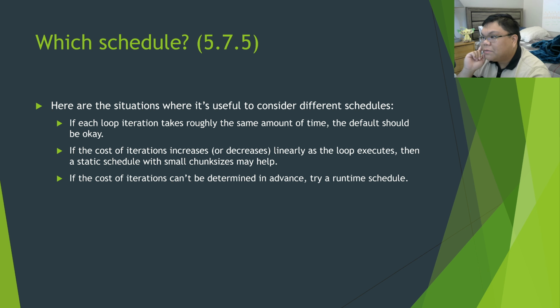Here are the scenarios where it's useful to consider different schedules. If each loop iteration takes about the same amount of time, the default is fine. If the cost of iterations increases or decreases linearly as the loop executes, you may want to use a static schedule with small chunk sizes. If you cannot determine the cost of for loop iterations in advance, try a runtime schedule. I think that should be a dynamic schedule. But these are things that you would experiment with.